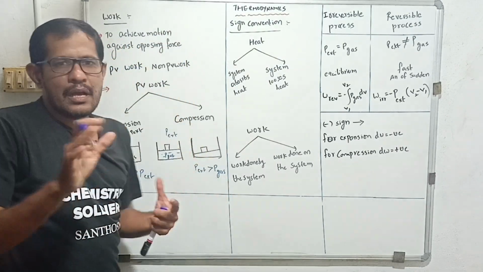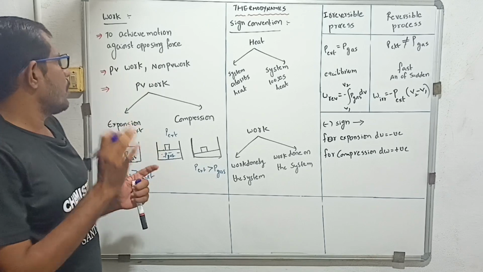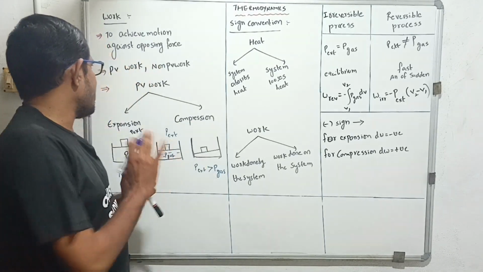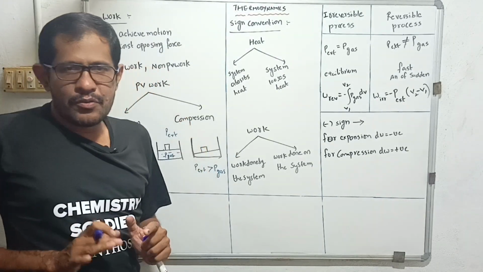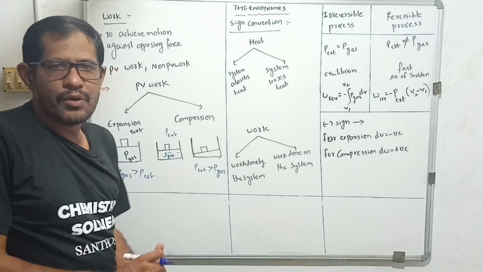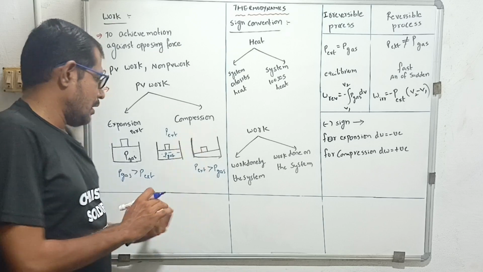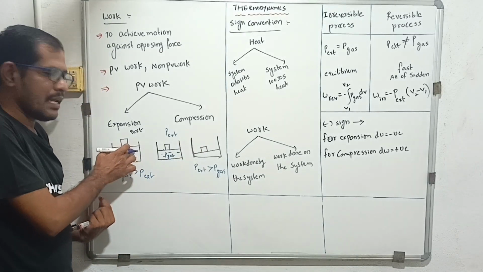From this part, I request you students to remember three things. What is work? To achieve motion against opposing force. That is the first point. The second point is work is of two kinds, pressure volume work and non-pressure volume work, right? In thermodynamics we deal with pressure volume work. In pressure volume work also we have two types, expansion and compression, right? Inside is the P gas, this is the ideal gas.